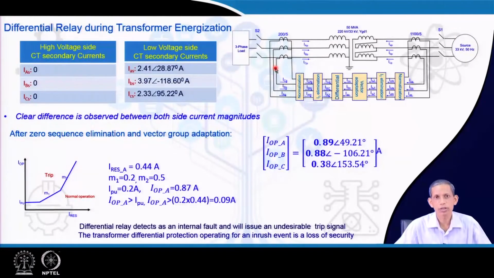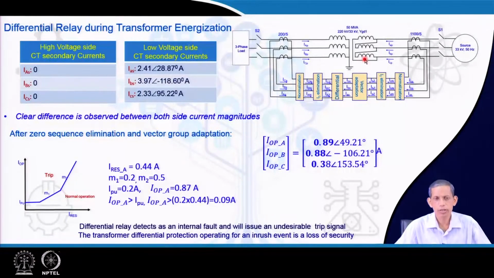This is not a fault case. After some time the corresponding current will die down and the differential current will also vanish, and only the spill current will remain, which will be very small, 2 to 5% of the rated current, due to the magnetizing current.